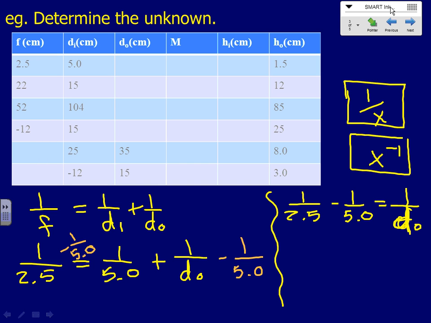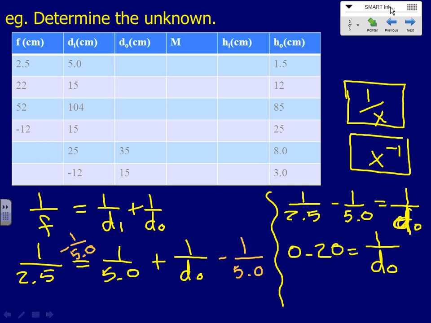You should have a number now. What's the number? 0.2. Everybody's got 0.2? That means 0.2, and I'm going to put a 0 on the end because we know it's 2 significant digits, is equal to 1 over DO. Now that's not the answer. That's equal to 1 over DO. So we need to take that number and we need to flip it as well.